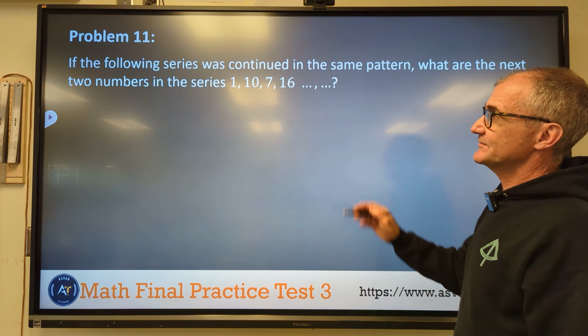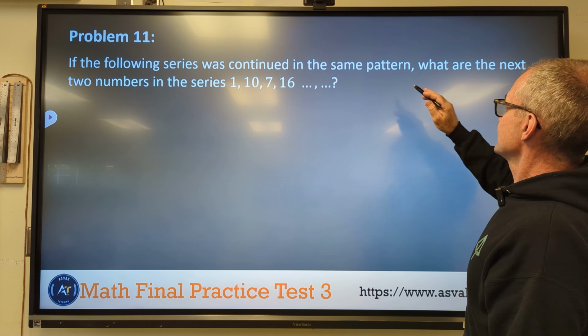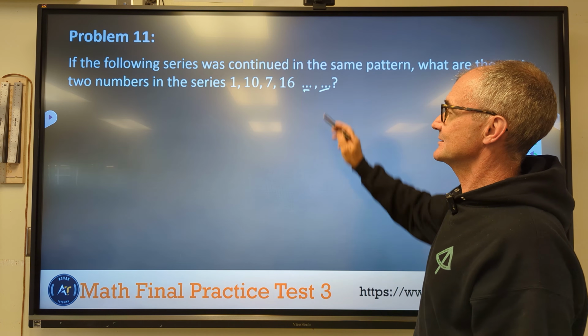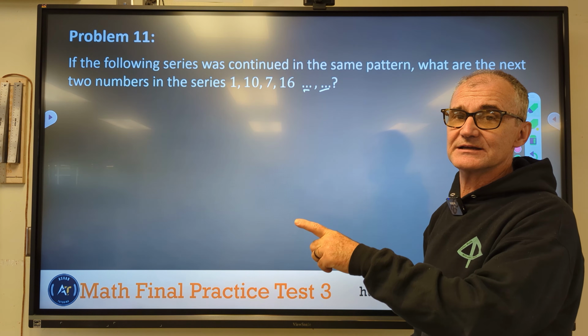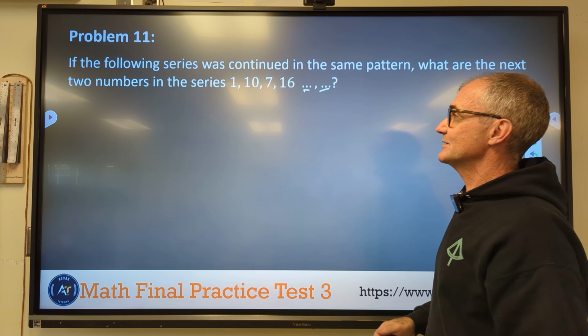Number 11, in the following series, continue. What are the next couple numbers in this series? So what is that number and that number? So I'm looking at this. There are 2 different types of series. One is arithmetic, where you add a certain amount each time. The other is geometric, where you're multiplying.